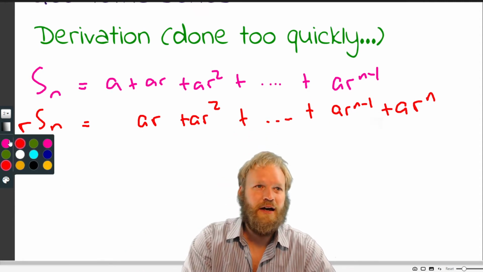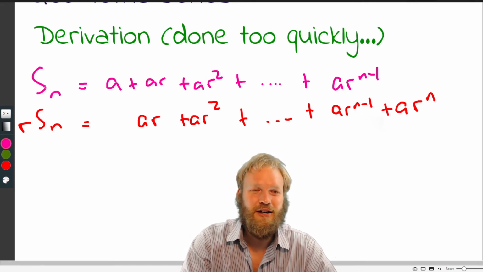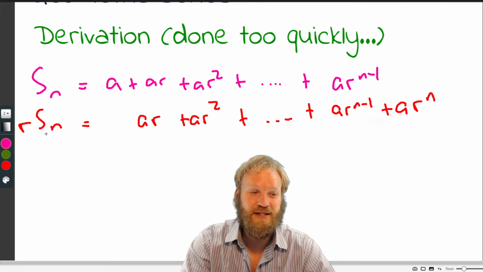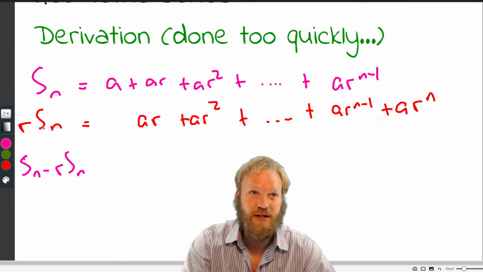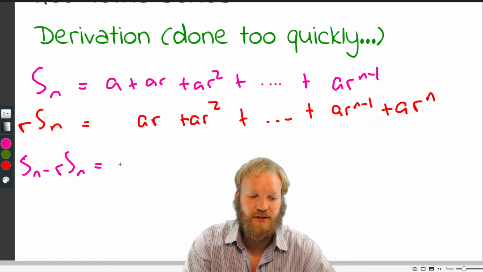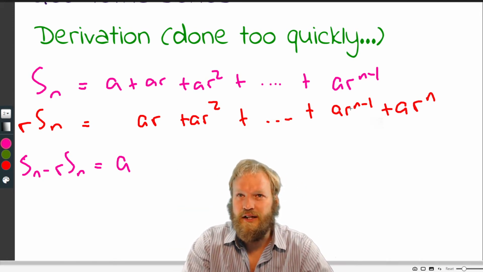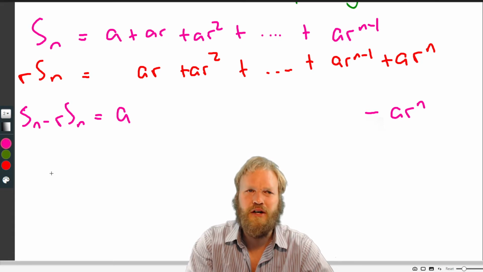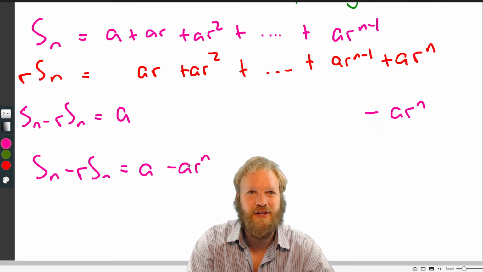Okay, we're back. Let's see what happens. We're going to do some sneakiness here and take the top one minus the bottom one. So Sn minus rSn. We take this and subtract this. A minus nothing gives us a. ar minus ar cancels, we get 0, and so on, and we're left with minus ar^n. So Sn minus rSn equals a minus ar^n.